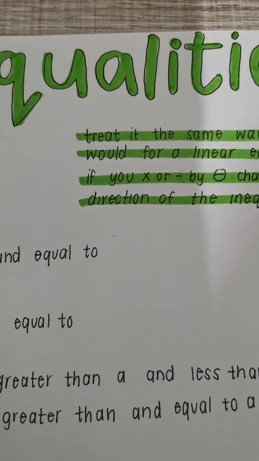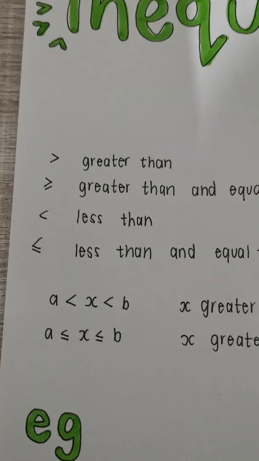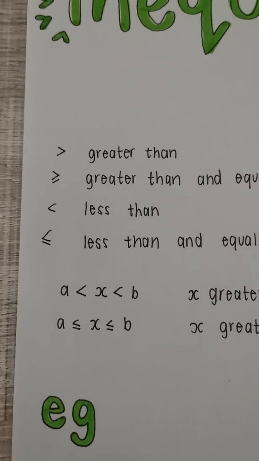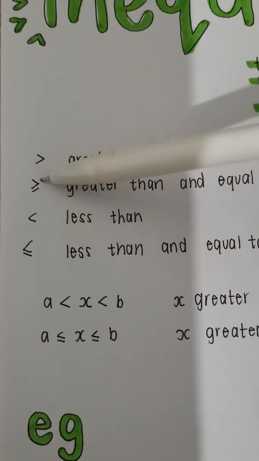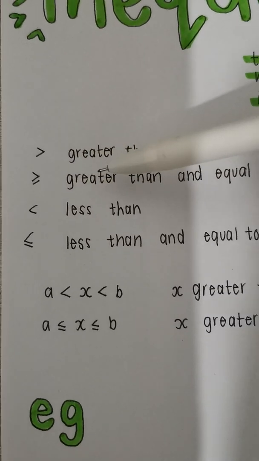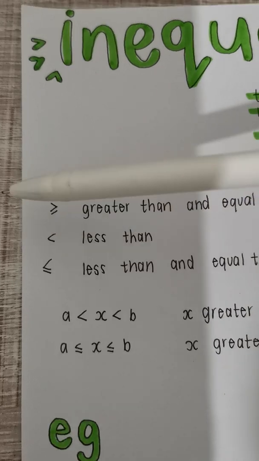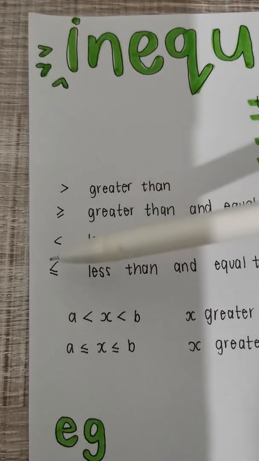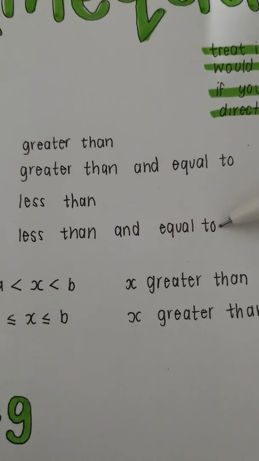So if it was greater than, it becomes less than. If it was less than, it becomes greater than. I also just summarize the wording for each one of them. If it's this direction, it means greater than. If it is like this with a line underneath, it means greater than and equal to. If it has that direction, it means less than. And if it has that direction with a line underneath, less than and equal to.